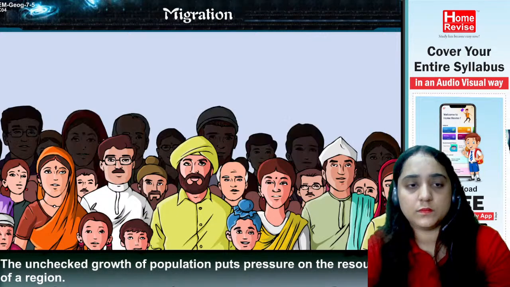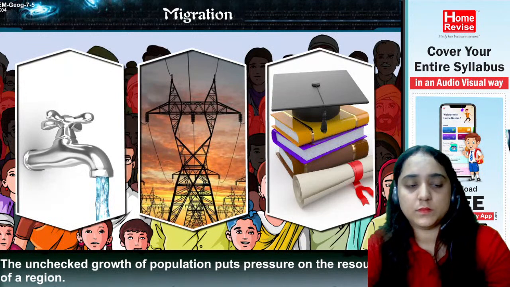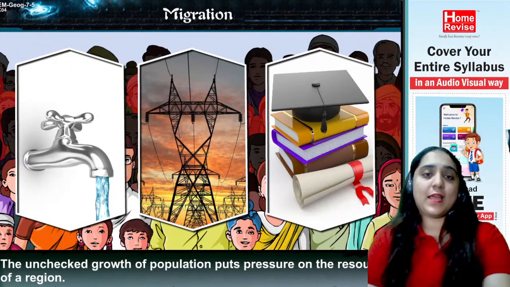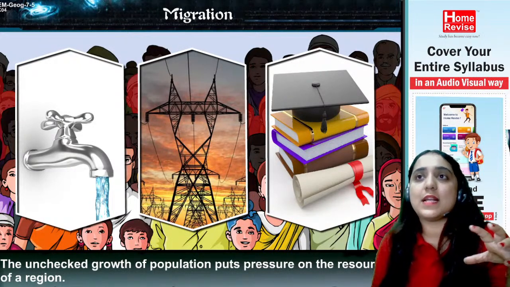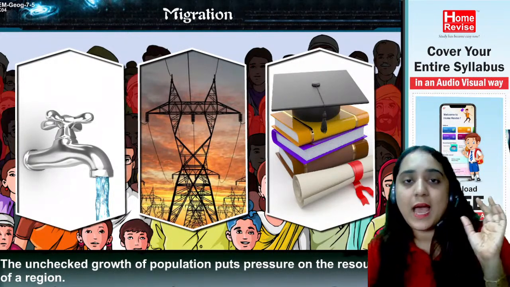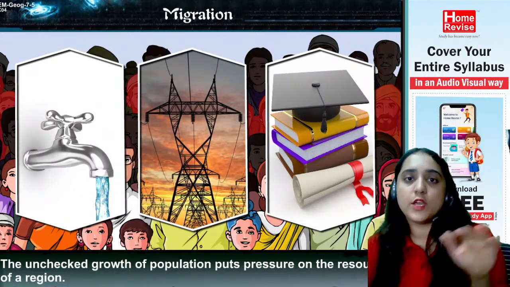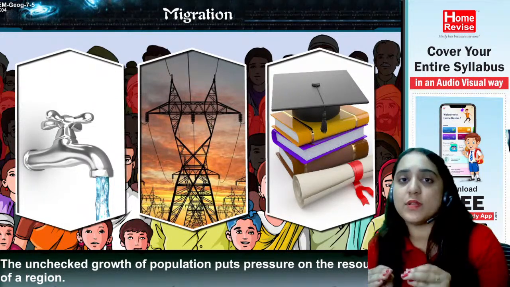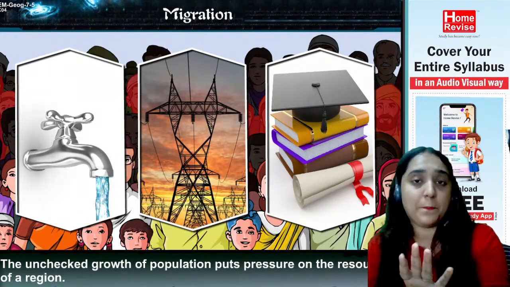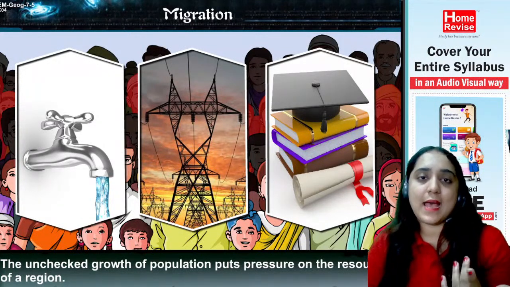The unchecked growth of population puts pressure on the resources of a region. Okay, now how will I give an example of this? See, a very interesting example. Let's consider you have 5 benches and on each bench only two students can sit. So basically for 5 benches, 10 students can sit properly in that class. So this bench you consider as your resource.